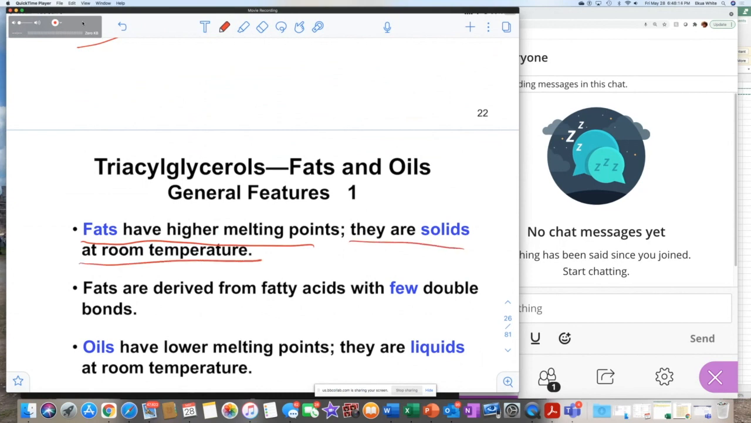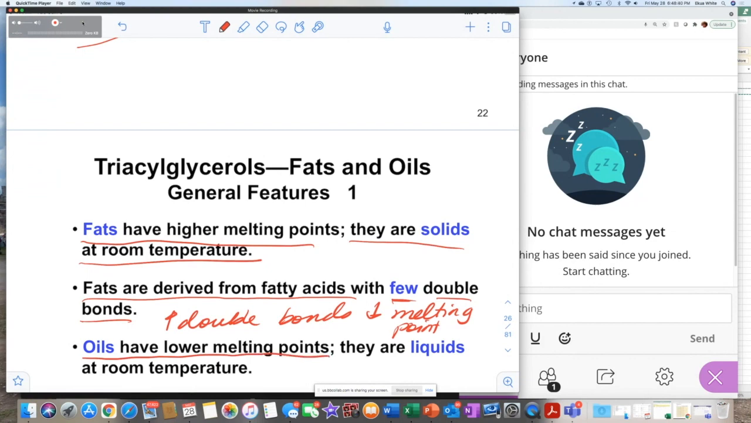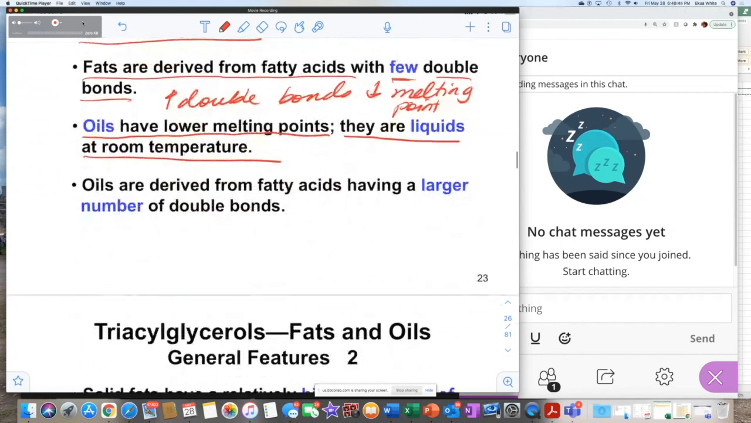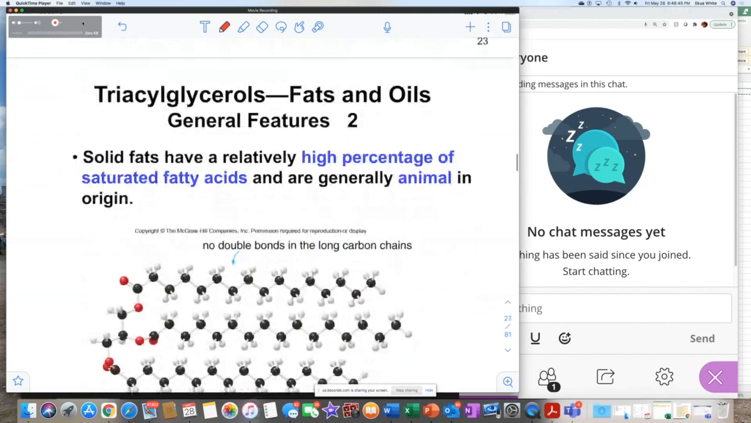Anyway, fats have higher melting points. They are solids at room temperature. Fats are derived from fatty acids with very few double bonds. Remember we said earlier, and we're saying it again, the more double bonds you have, the lower the melting point. So a greater number of double bonds means a lower melting point. That means it's more liquid, right? More double bonds, more liquid. Oils have a lower melting point and they are liquids at room temperature. That means that oils have many double bonds. Oils are derived from fatty acids with a large number of double bonds.